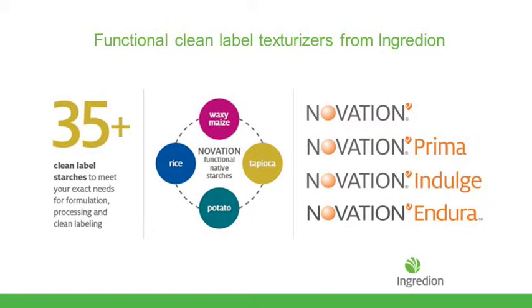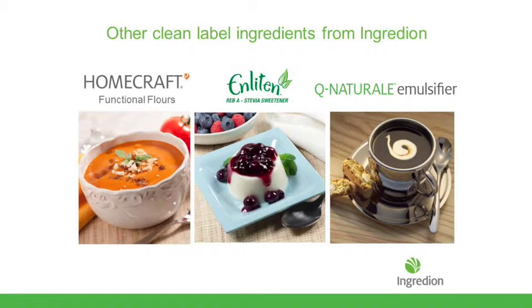There are more than 35 Novation Functional Native Starches pioneered over the past 2 decades to give you just what you need for your formulation, process, and label goals, from instant cold water swelling starches to organic varieties, perfect for getting just right texture. In addition to innovative functional native starches, Ingredion also offers functional flours, specialty sweeteners, and emulsifiers, with all of the functionality of traditional ingredients to help you produce on-trend, clean label products.